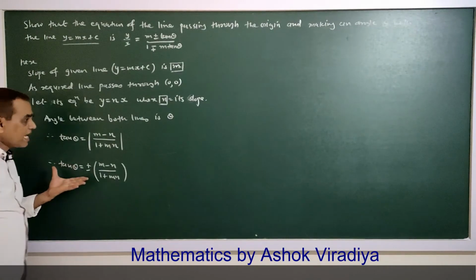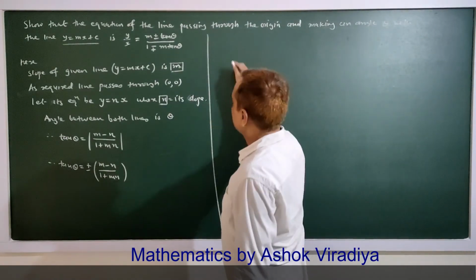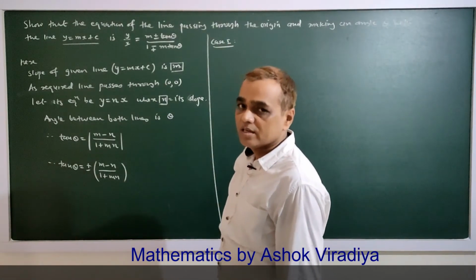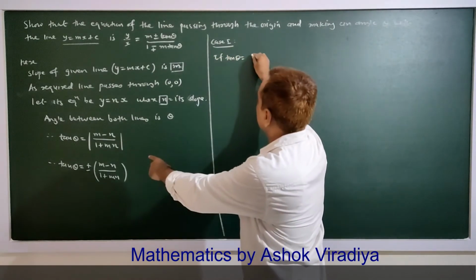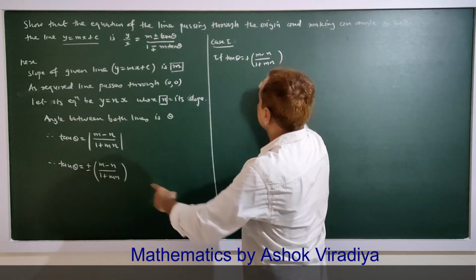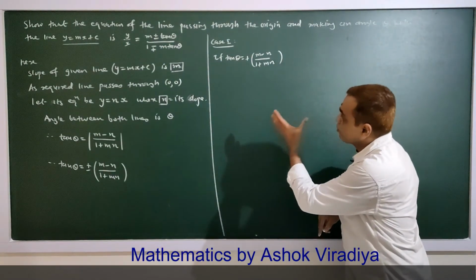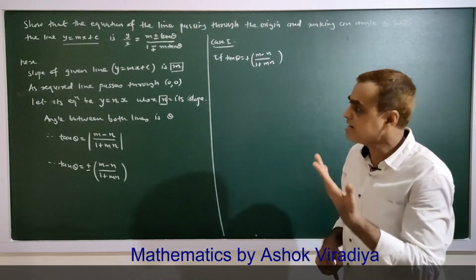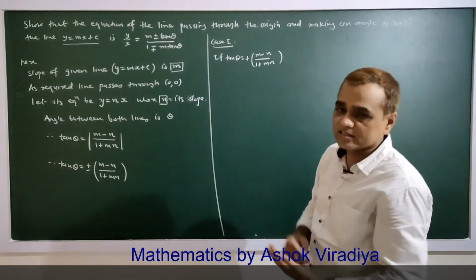So now from this step we take two cases. Case 1. Now case 1 is, if tan theta equal to plus m minus n upon 1 plus mn, then from this equation we are going to find value of n. n is a slope of required line, because we want equation of required line.